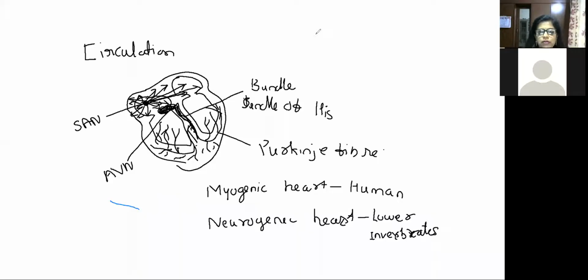Let me start with another one. I'll show you how double circulation takes place. So let us erase this and start a new one. Let me see how to draw a new one. Let me start with the new one.